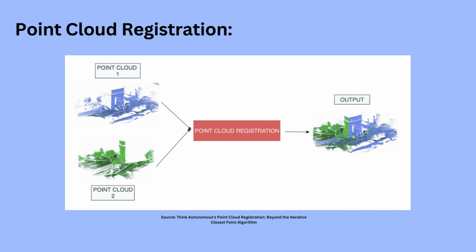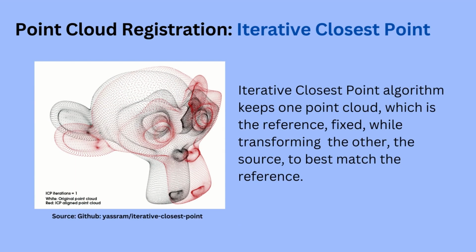Starting with the first approach that we will be talking about when exploring the different registration methods out there, it's the iterative closest point, and it's the one that we will be focusing on in this video, as it's the most popular method out there. It essentially keeps one point cloud, the source or the reference, fixed. It then transforms, which is usually a combination of translation and rotation, the other point cloud on top of it to best match the reference.